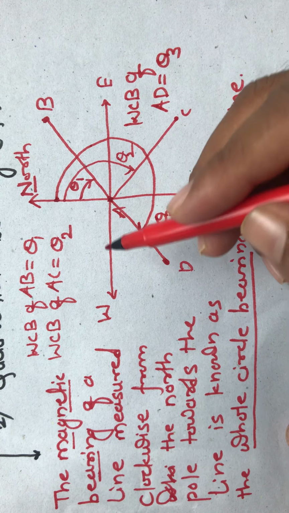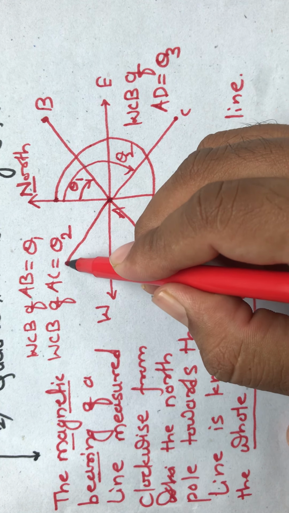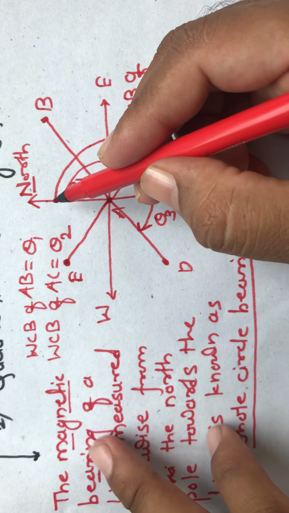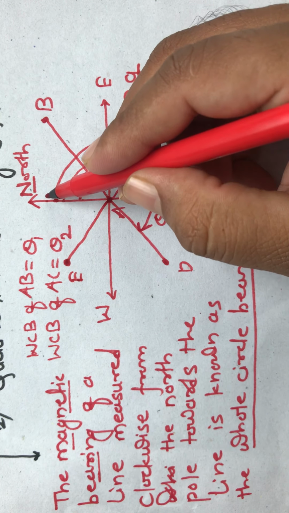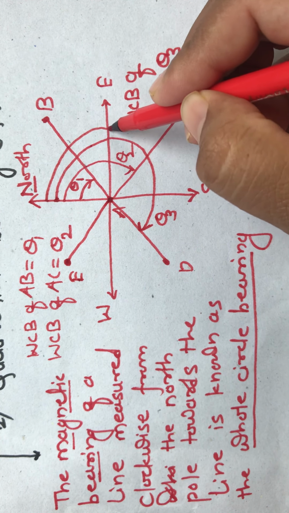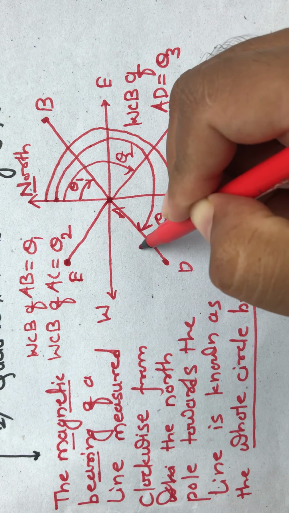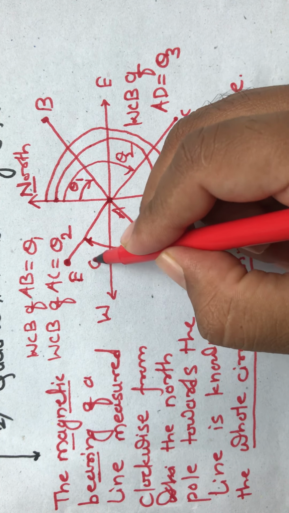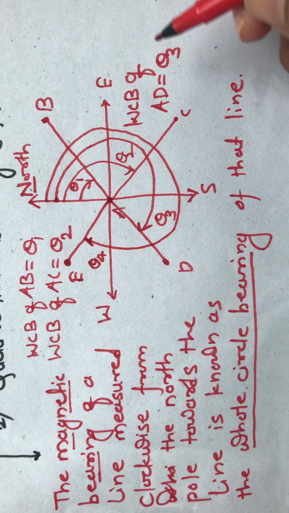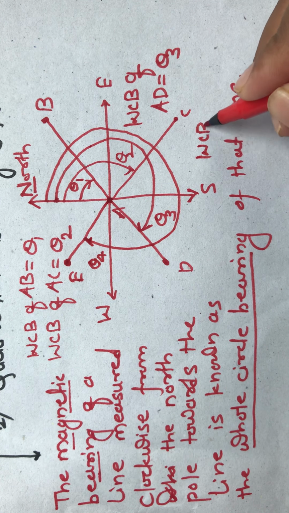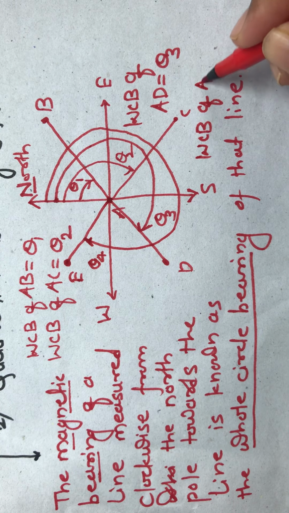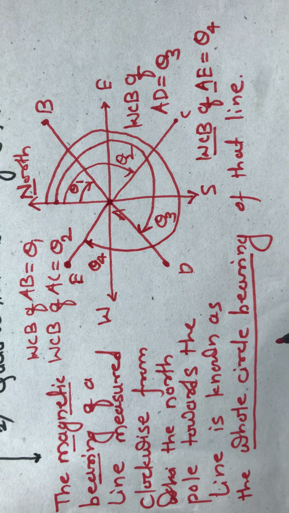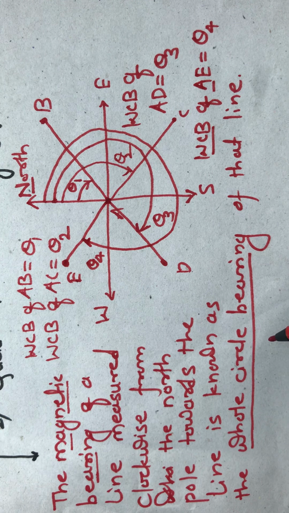Now the last one. Suppose in this quadrant we have a point E. The magnetic bearing of line AE, measured from the north towards the line, is theta 4. So the whole circle bearing of AE is theta 4. That is called the whole circle bearing.